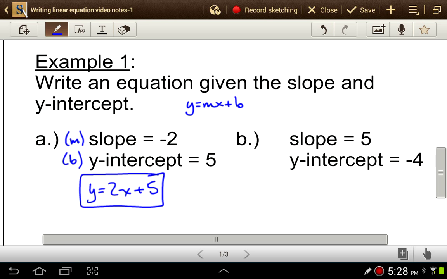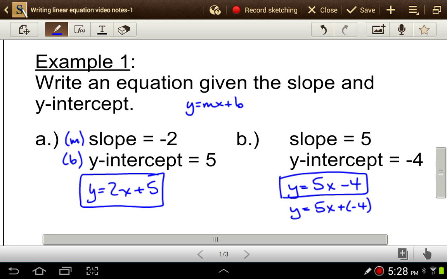Here, slope is 5, y-intercept is negative 4, so that's going to be y equals 5x minus 4. Now if you want to write plus negative 4, that's fine. So you could do y equals 5x plus negative 4, and that would be fine also. Okay, so that's how you plug those in. Let's move on to example 2.